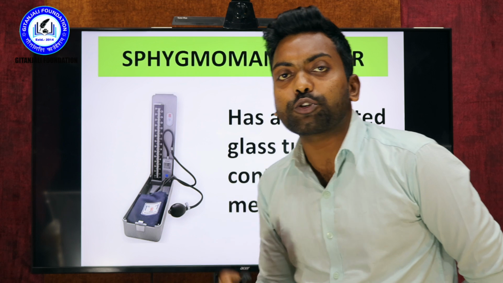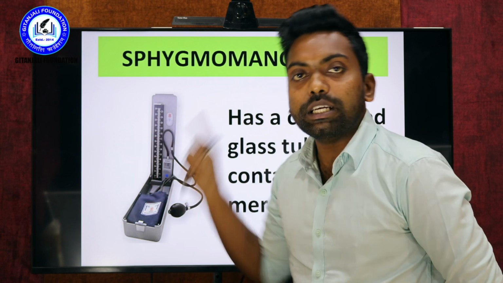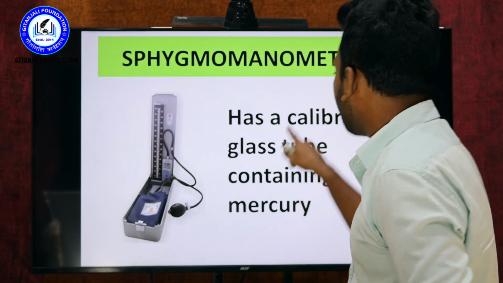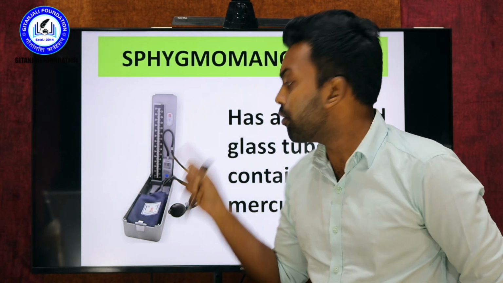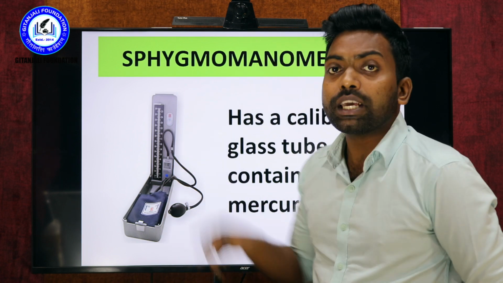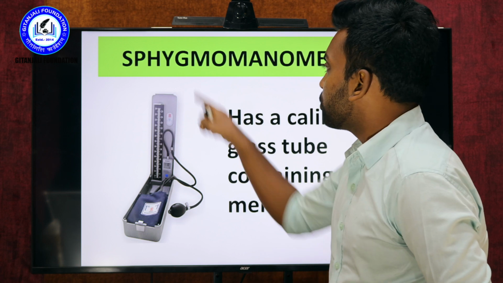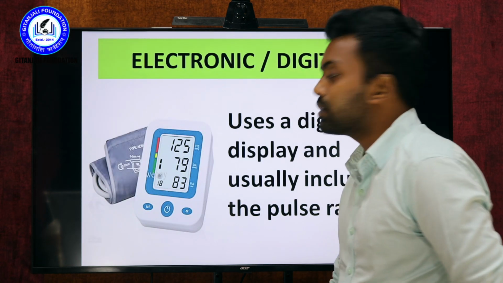Which instrument or tool do we use for measuring blood pressure? The options will come like that, and one of the options is the sphygmomanometer. This is how it looks. It has a calibrated glass and contains mercury. Mercury is heat sensitive, and that is why we use mercury. This instrument, called the sphygmomanometer, is used for assessment of blood pressure.